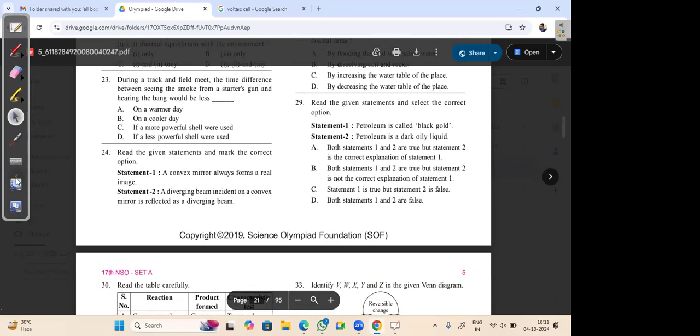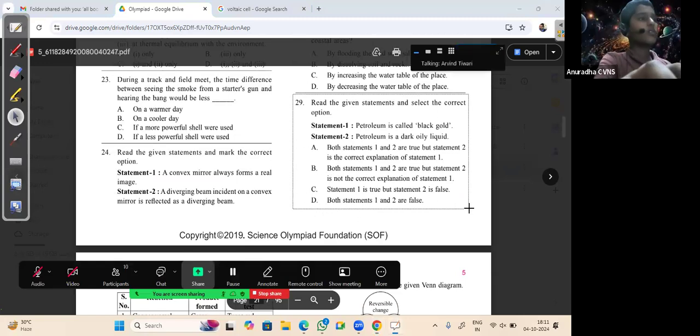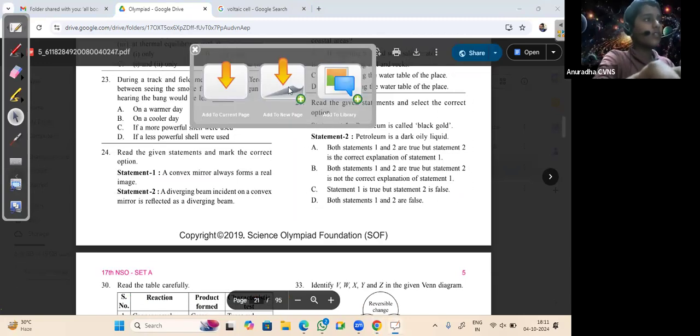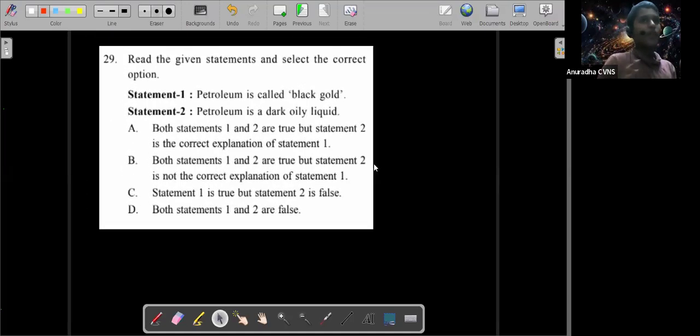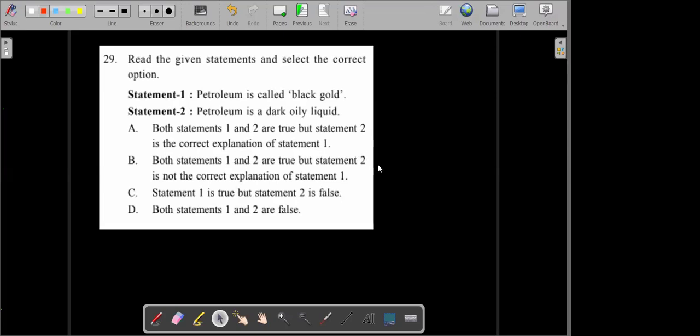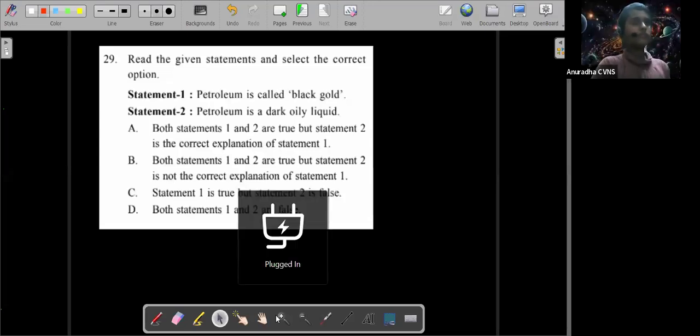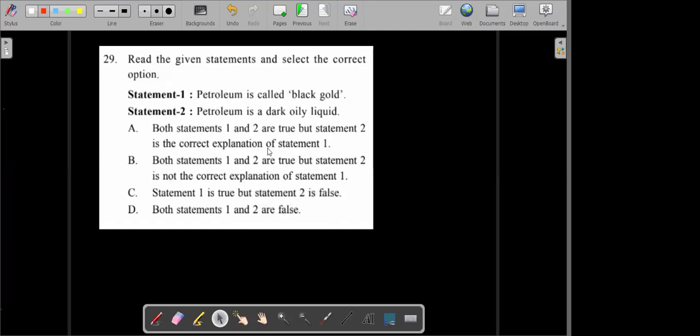Okay, question number 29. Sir, I have a doubt, sir. Yeah. Sir, how do the battery creators create the positive and negative charge separately, sir? It's because of some chemical reactions. Okay, sir. Okay. Sir, you can see this one.